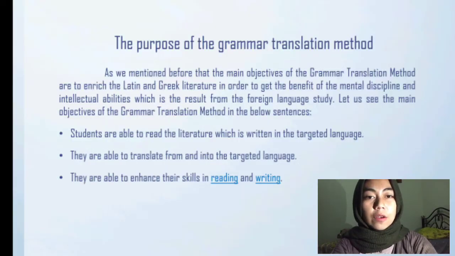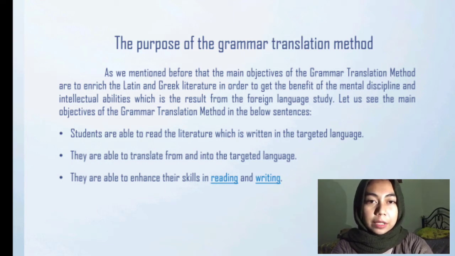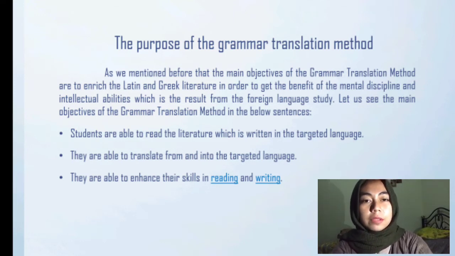Next will be explained by Nurul. The purpose of the grammar translation method. As we mentioned before, the main objective of the grammar translation method is to enrich Latin and Greek literature in order to get the benefit of mental discipline and intellectual abilities, which result from foreign language study. Let us see the main objectives of the grammar translation method in the sentences below.